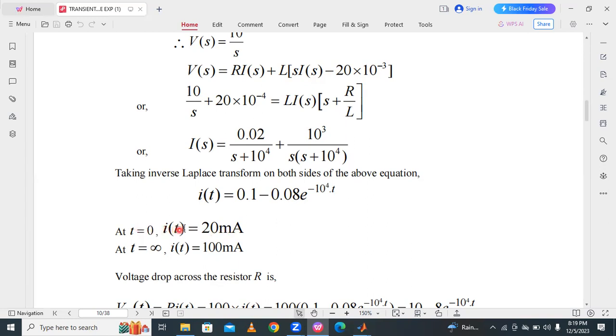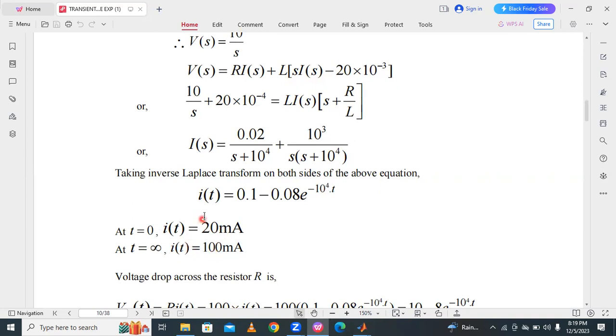So at t is equal to 0, it starts from 0.02. And at t is equal to infinity, I of t is equal to 100 milliamps, that is 0.1. From 0.02 to 0.1, it is increasing, like this.